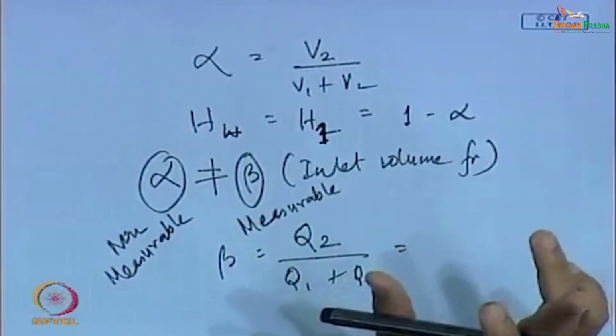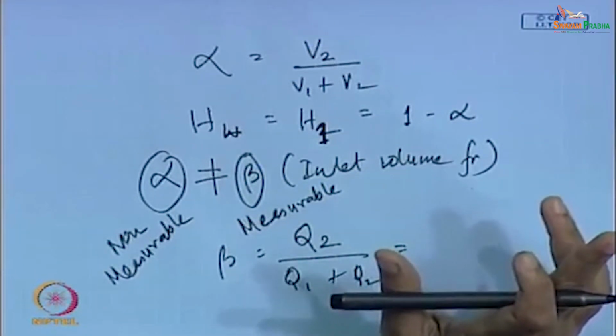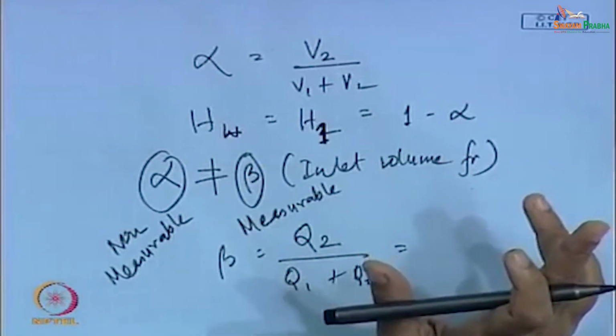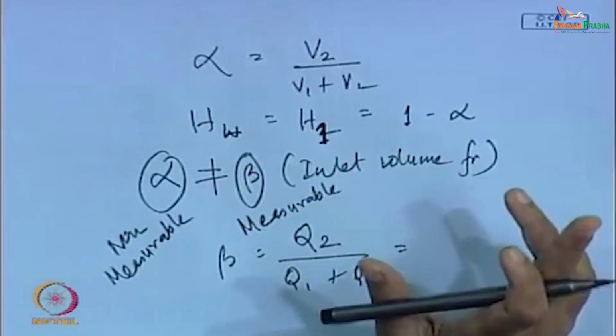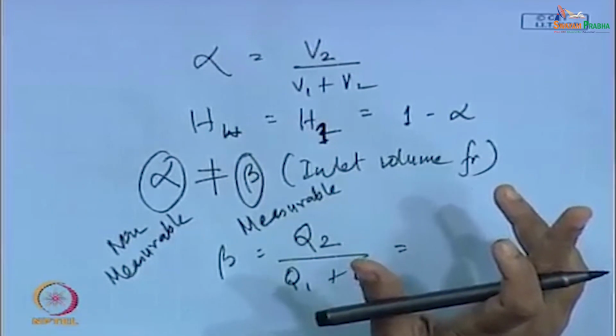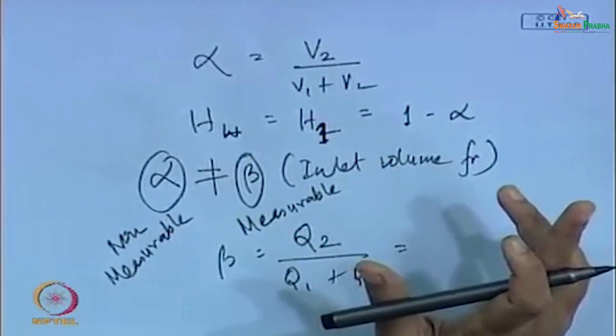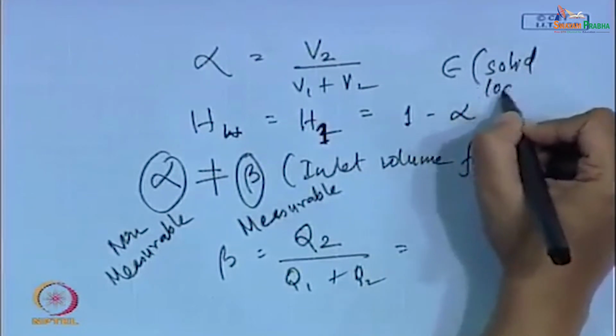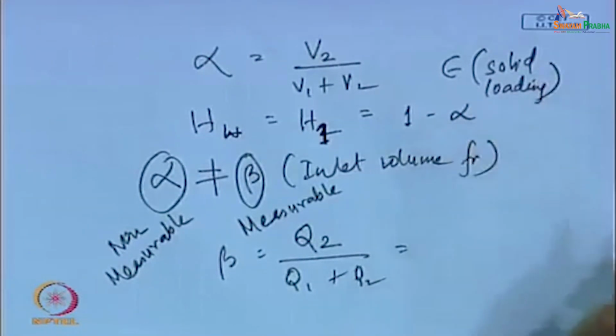It is the void fraction, or in other words, it is the in situ gas fraction, and therefore it usually refers to the lighter phase. Of course, when it is solid liquid, then under such circumstances we usually refer to solid loading as epsilon, unlike alpha. So, whenever we have solid loading, we refer to it as epsilon.